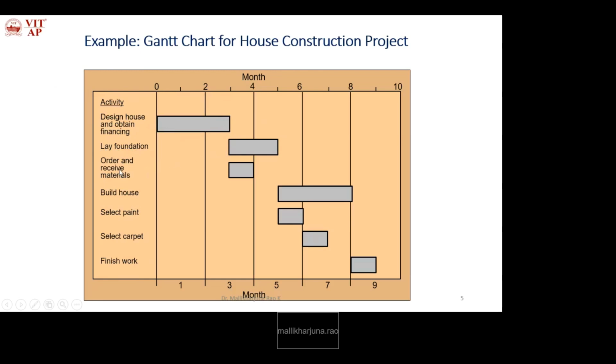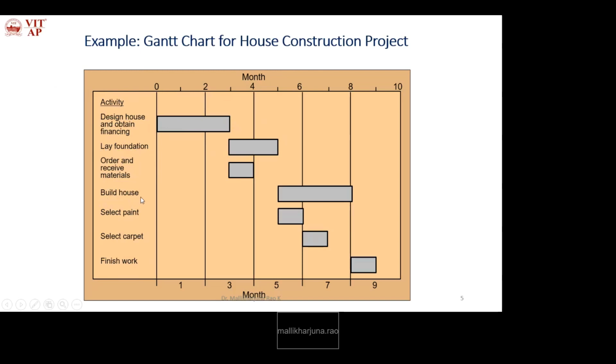So these are what are called critical activities. The next, third activity, is order and receive materials. It also starts at the third month. If you see, activity 2 and activity 3 start on the same day, so we can say these are parallel activities, and these two depend on activity 1. That is, these two start after completion of activity 1, design house and obtain financing.